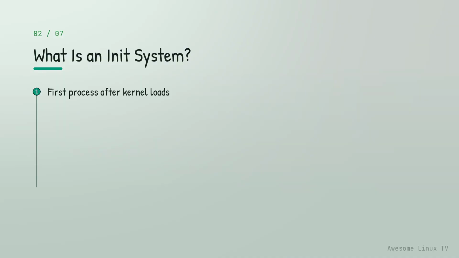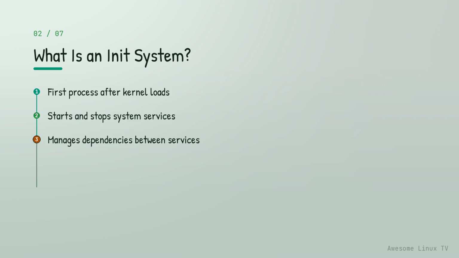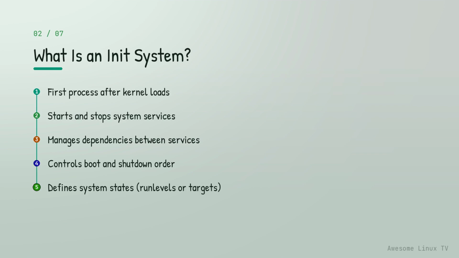After the Linux kernel finishes loading itself into memory, it needs a user-space process to take over. That process is the init system. It always gets PID 1, meaning it's the ancestor of everything else running on your machine. Its job is to start the right services in the right order, keep them running, and shut them down cleanly when you power off. Think of it as the stage manager behind a theater production. You never see it directly, but nothing happens without it.